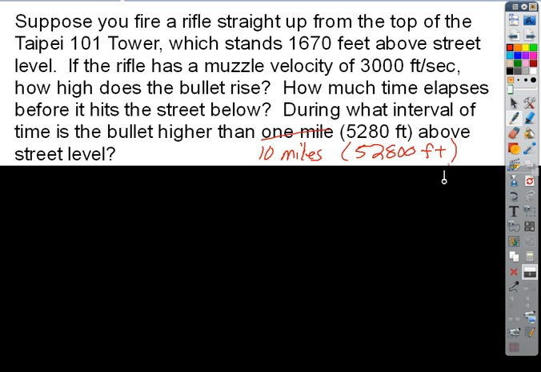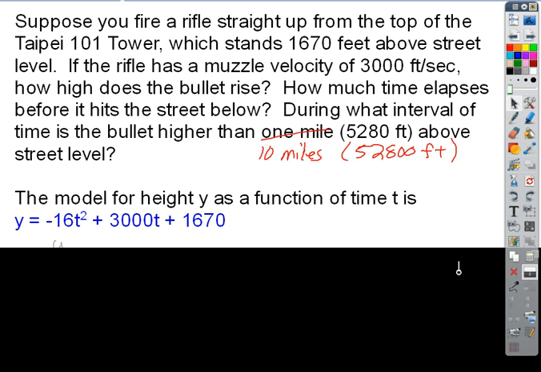Now just listen, please. You have to focus on this. You won't get it. So we need to know what the model is. What's the equation that predicts the height as a function of time? Now, if we ignore air resistance, this is it. It's very simple. This is the equation we get: negative 16 t squared plus 3,000 t plus 1670.